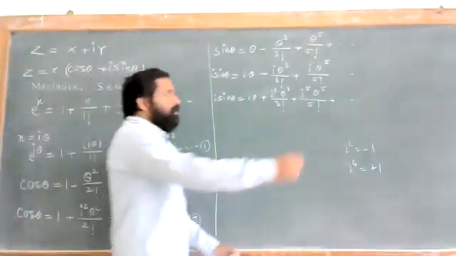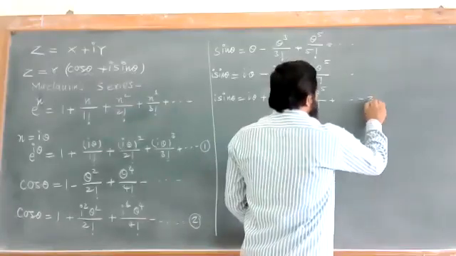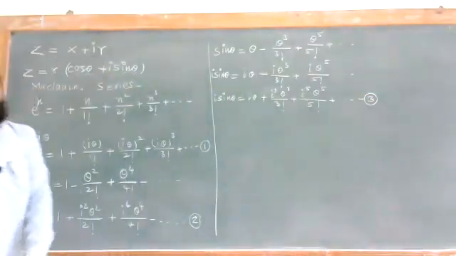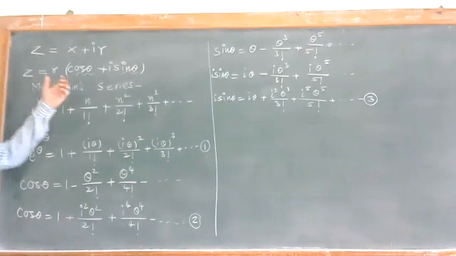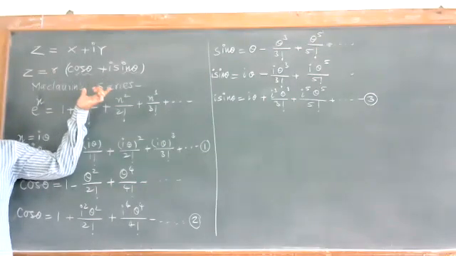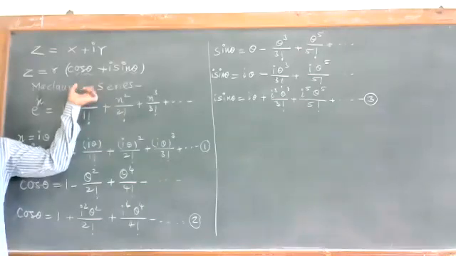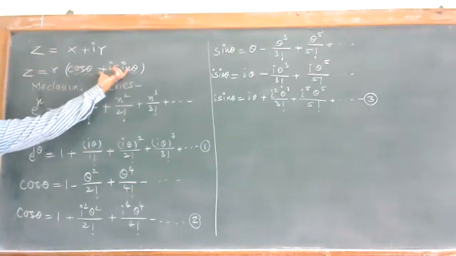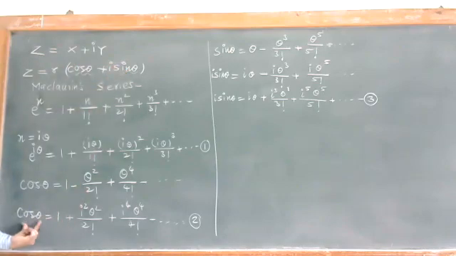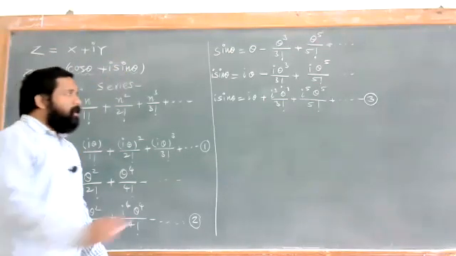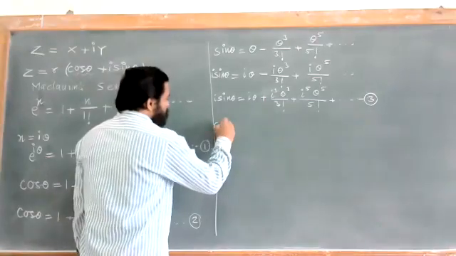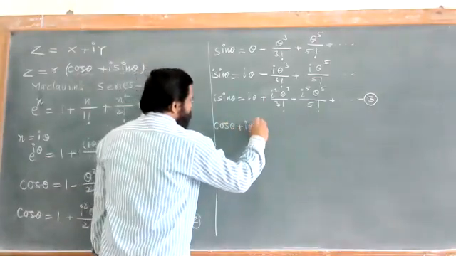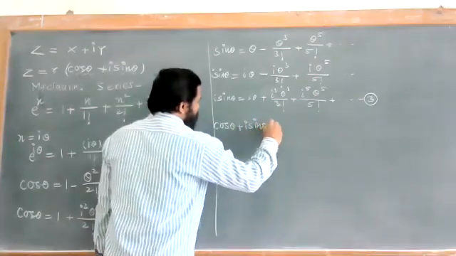Let us say this is nothing but equation number 3. What we have to calculate? We have to calculate the exponential form of a complex number from your polar form. So for this we require cos of theta plus i sin theta. Look at your equation number 2 and 3. So by adding equation number 2 and 3, what we will get? So cos of theta plus i sin theta, your equation number 2 plus 3.